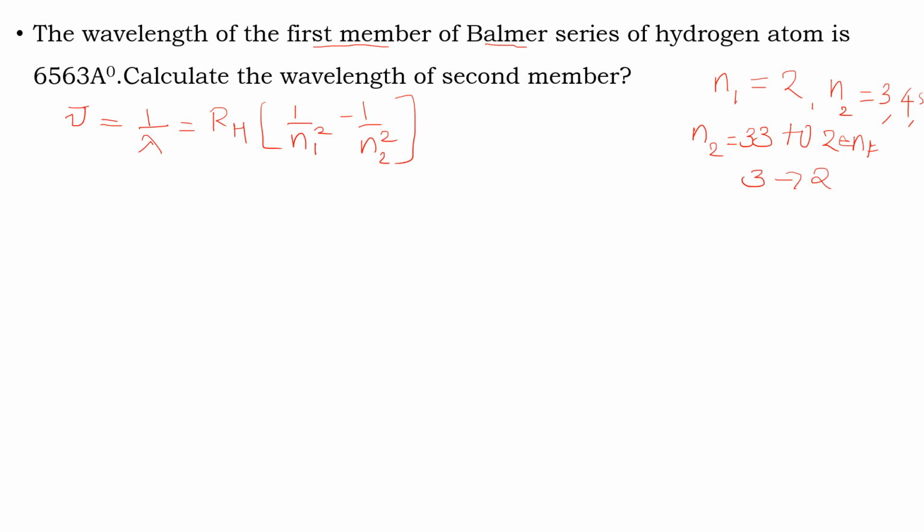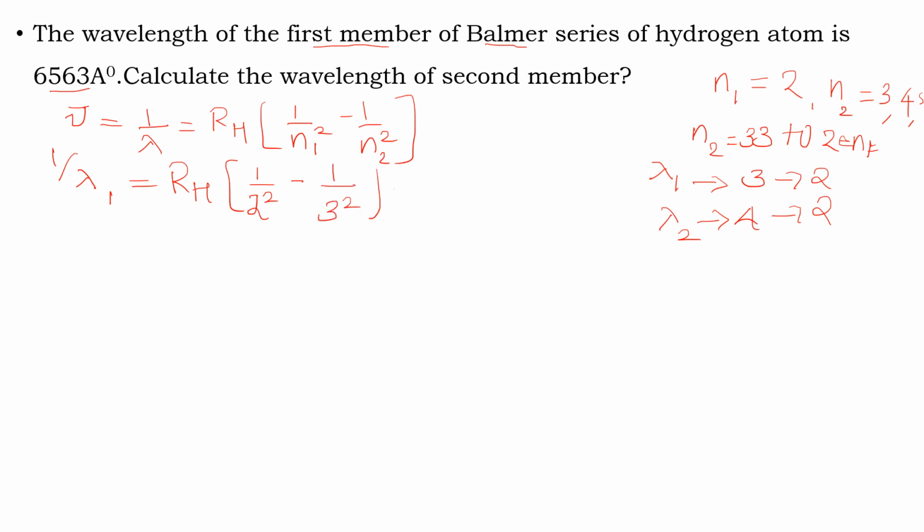Then if this 3 to 2 transition takes place, then the corresponding wavelength is 6563 angstrom. Then calculate the wavelength of the second member. The second member transition means it is 4 to 2 transition. That is, lambda 1 corresponds to 3 to 2 transition and lambda 2 corresponds to 4 to 2 transition. Then 1 by lambda 1 is equal to Rh into 1 by 2 square minus 1 by 3 square. That is Rh into 1 by 4 minus 1 by 9. That is, lambda 1 can be represented as 36 divided by 5 Rh.